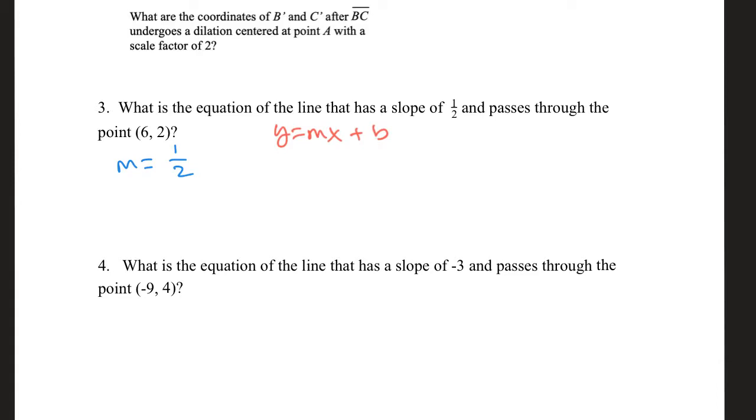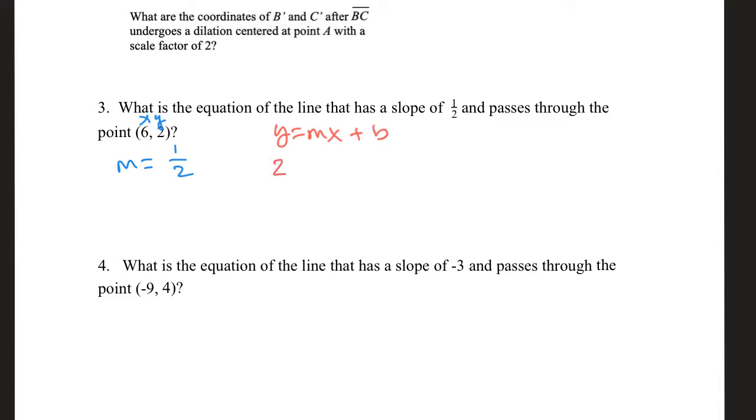We know the m, it's 1/2. But do we know what an x and a y is? Well, sure we do, because they gave us a point. That's the reason why they gave us a point, because this is an x value and this is a y value. So we know the m, we know the x, and we know the y. All we need to do is solve for b, and then we can make our formula for the line. So let's go ahead and plug all that in.